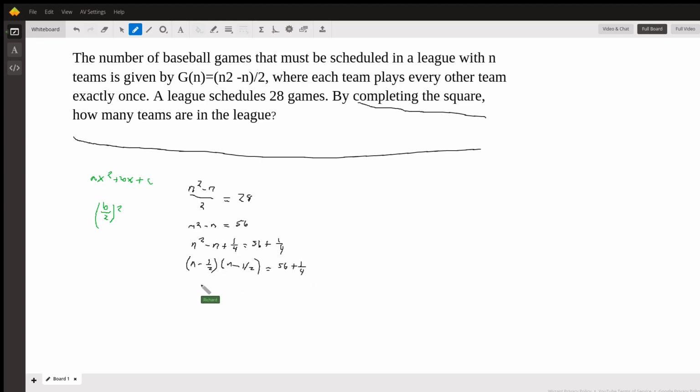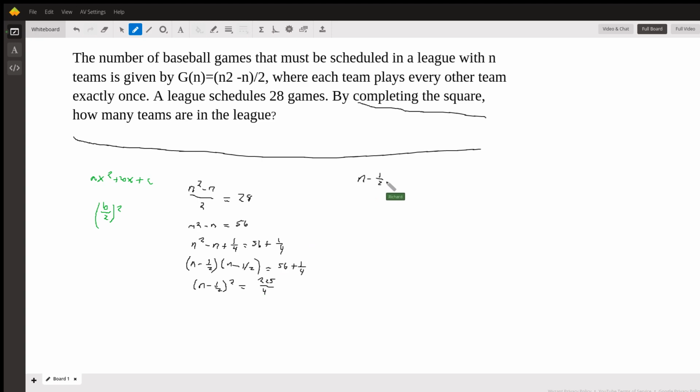Okay, so I'll write this as a perfect square: n minus 1/2, quantity squared. Now 56 times 4 is 224, so it's 225 over 4. And now the next step is n minus 1/2.